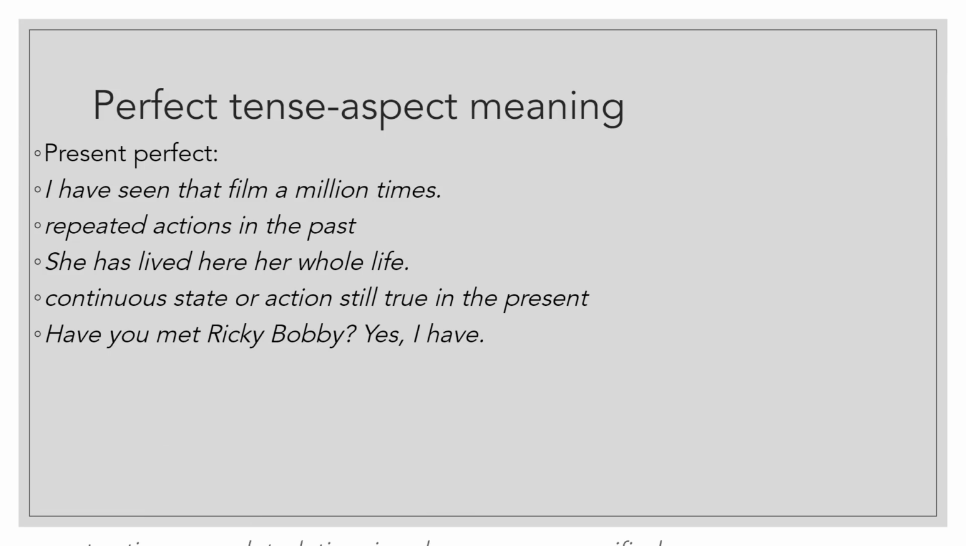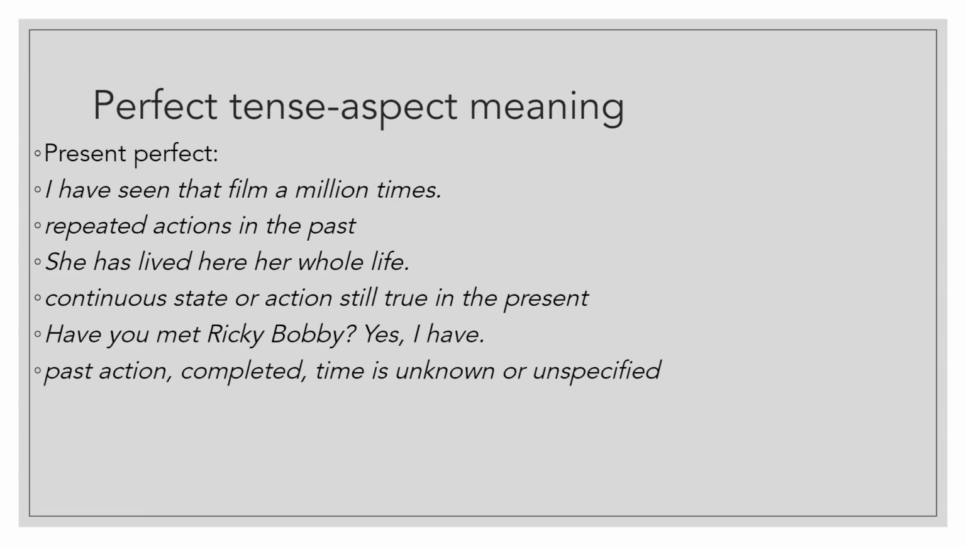Yes, I have. Okay. Now we have a past action. It's completed. But why would I say this instead of did you meet Ricky Bobby? Instead of saying did you meet him, I can say have you met him when I am not talking about a specific time. The time is unknown, unspecified. I'm not talking about yesterday or last week or last month, but just have you met him at any time, unspecified time in the past, right? Have you met him? Yes, I have.